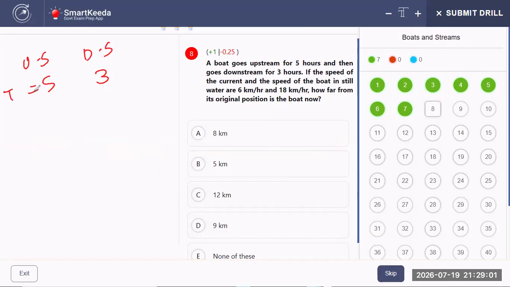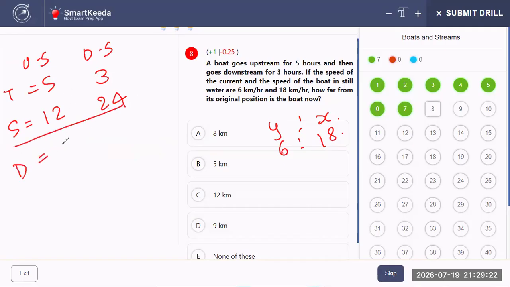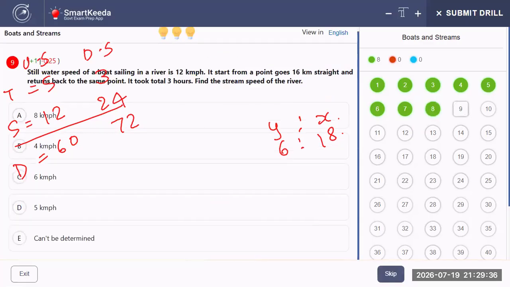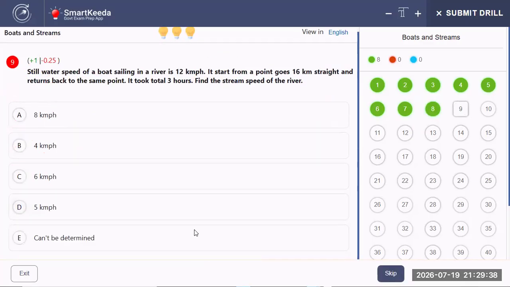If the speed of the current, meaning the speed of the stream, and the speed of the boat in still water is 6 and 18, so the speed of the upstream will be 12 and the speed of the downstream will be 24. Distance covered upstream and downstream is 60 and 72. How far from the original position is the boat now? The difference is 12.